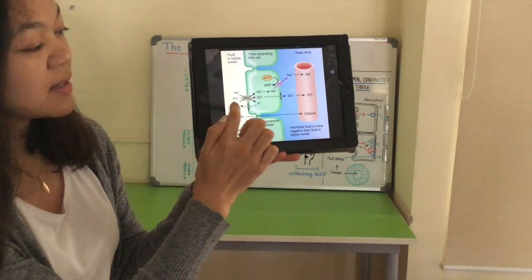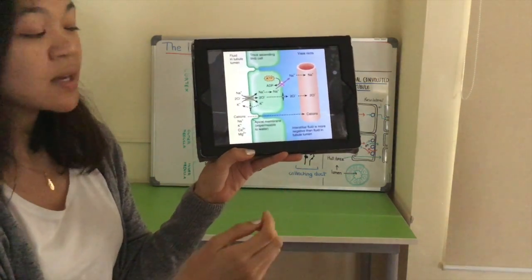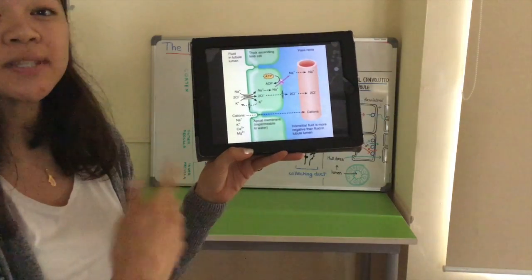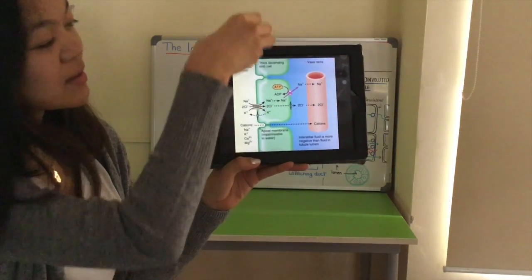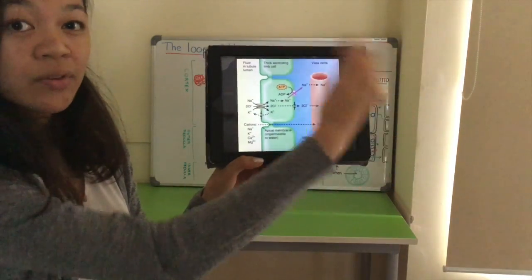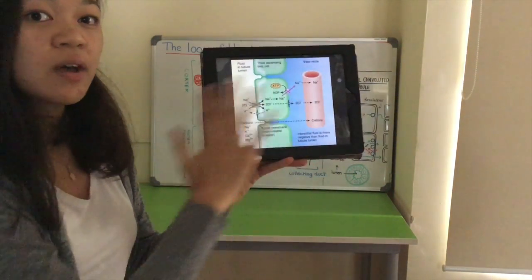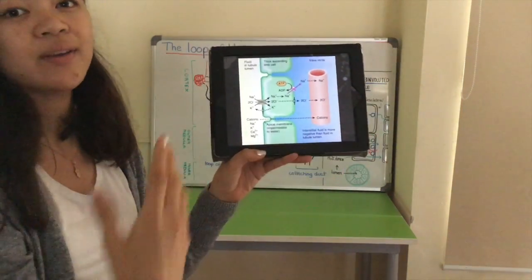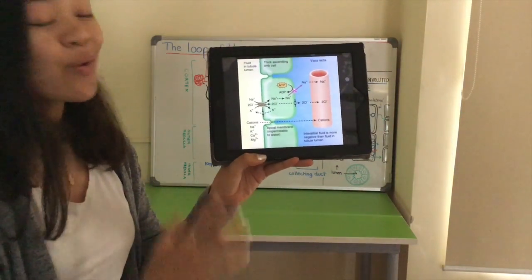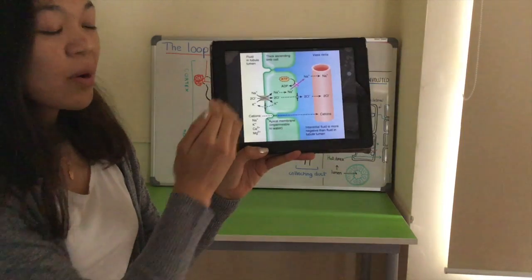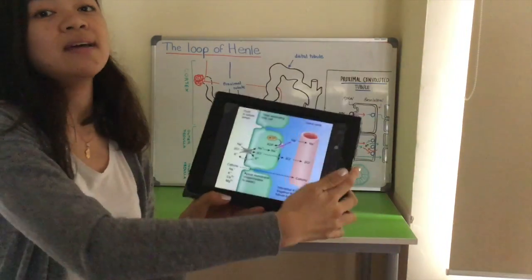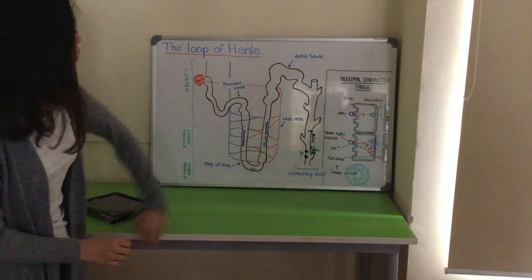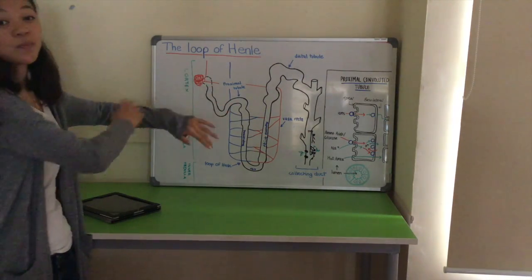And because this happens through a co-transport protein, it will allow other ions such as chloride and potassium ions to also move from inside the filtrate to outside of the loop. Because of this movement of ions, the interstitium, or the surrounding tissue or interstitial fluid, or the whole tissue of the medulla, will be more hypertonic, more concentrated than the fluid inside the lumen of the loop.